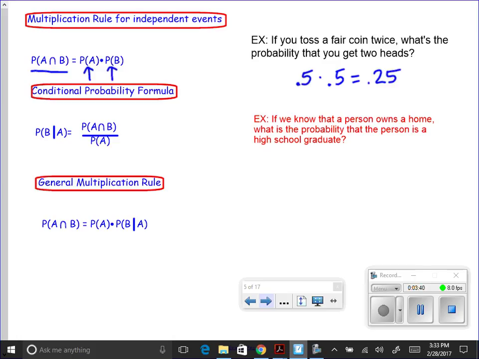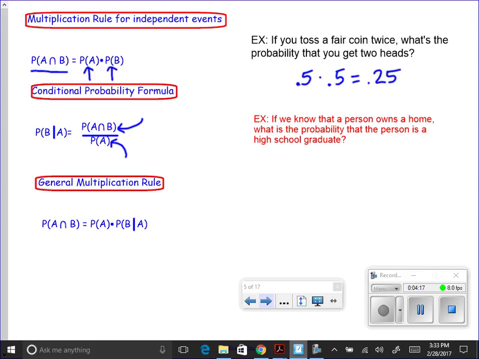The second formula is the conditional probability formula. We've been doing this already without the formula, but the formula does help. The probability of B given A is the probability of both, A and B, over the probability of the given information, the probability of A. We did that on the page before with the homeowner and graduate. If we know that a person owns a home, that was the bottom number. Then the top number had to be high school graduate and homeowner. It couldn't just be high school graduate.